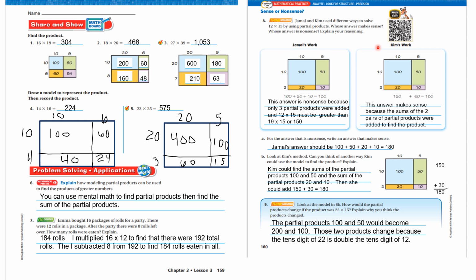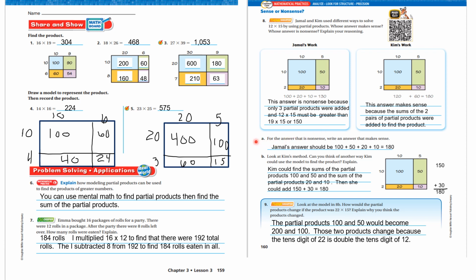Let's look at Kim's work. She went 10 times 10 is 100, 10 times 5 is 50, 10 times 2 is 20, 5 times 2 is 10. Well, she went 100 plus 20 is 120. 50 plus 10 is 60. 120 plus 60 is 180. And this answer makes sense because the sum of the 2 pairs of partial products were added to find the product. She just added these and these. That's all she did. All right.